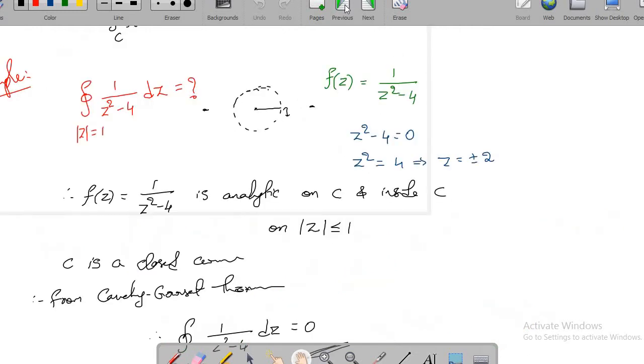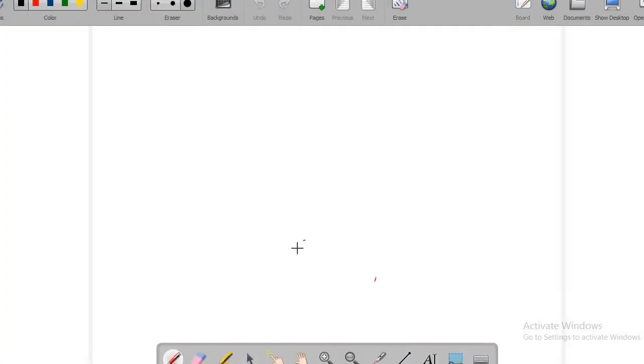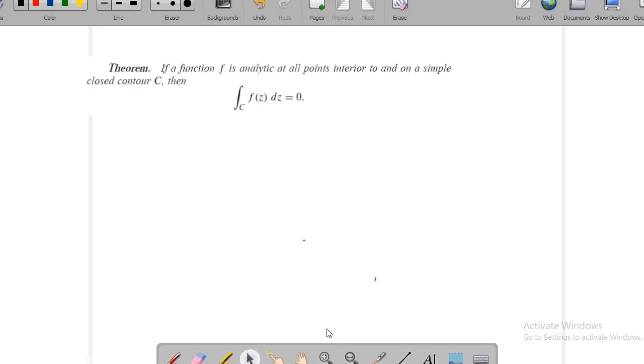And if you look at the Cauchy-Goursat theorem, where was it? Okay, let me present it here. Yeah, so this is the Cauchy-Goursat theorem. When f is analytic at all points interior to and on a simple closed contour, then you can say this integral is 0. It means you have a curve like this. This is the curve C. And of course, if they do not mention the direction, we take the anti-clockwise direction. So when you know f is analytic inside and on the curve, this integral value is 0.